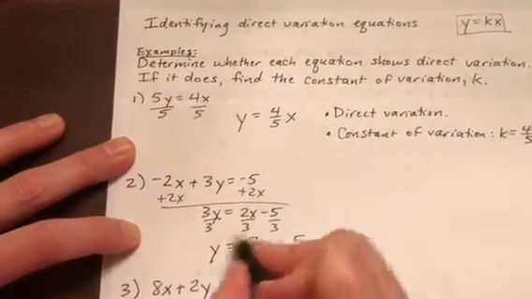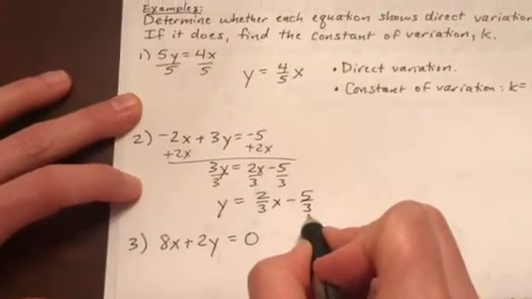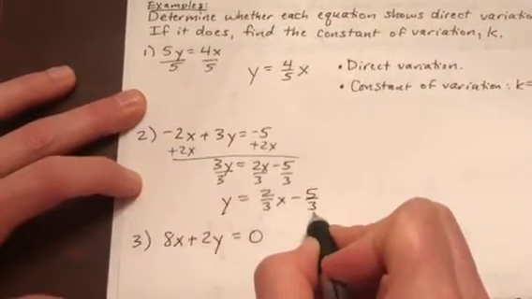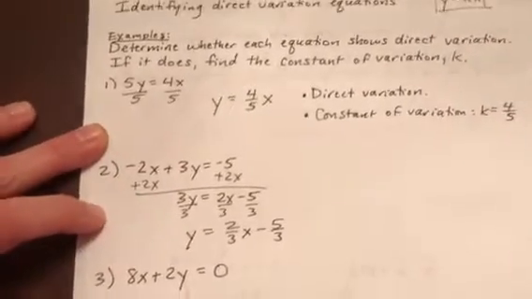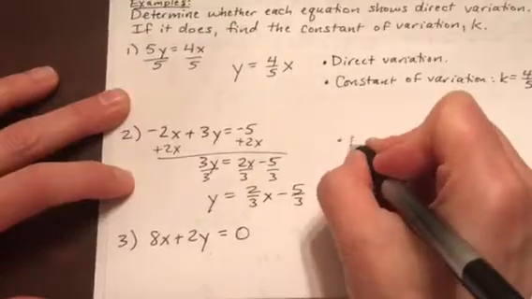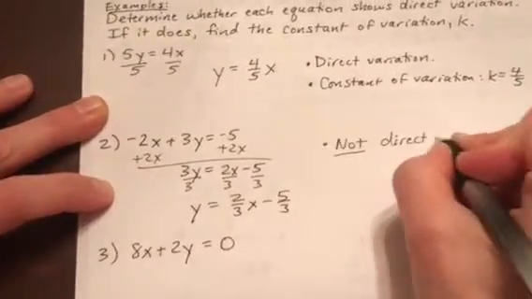This is definitely the equation of a line, but if you notice, this line has a y-intercept of negative 5/3 rather than a y-intercept of 0 that is required for direct variation. So this example is not direct variation.